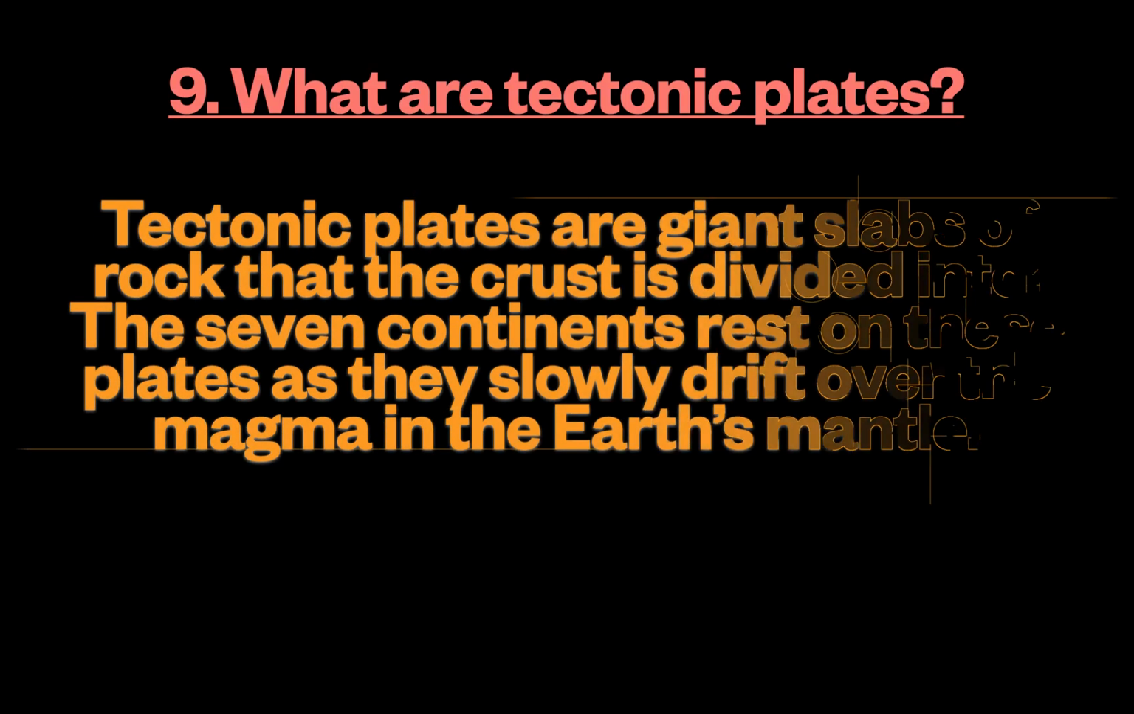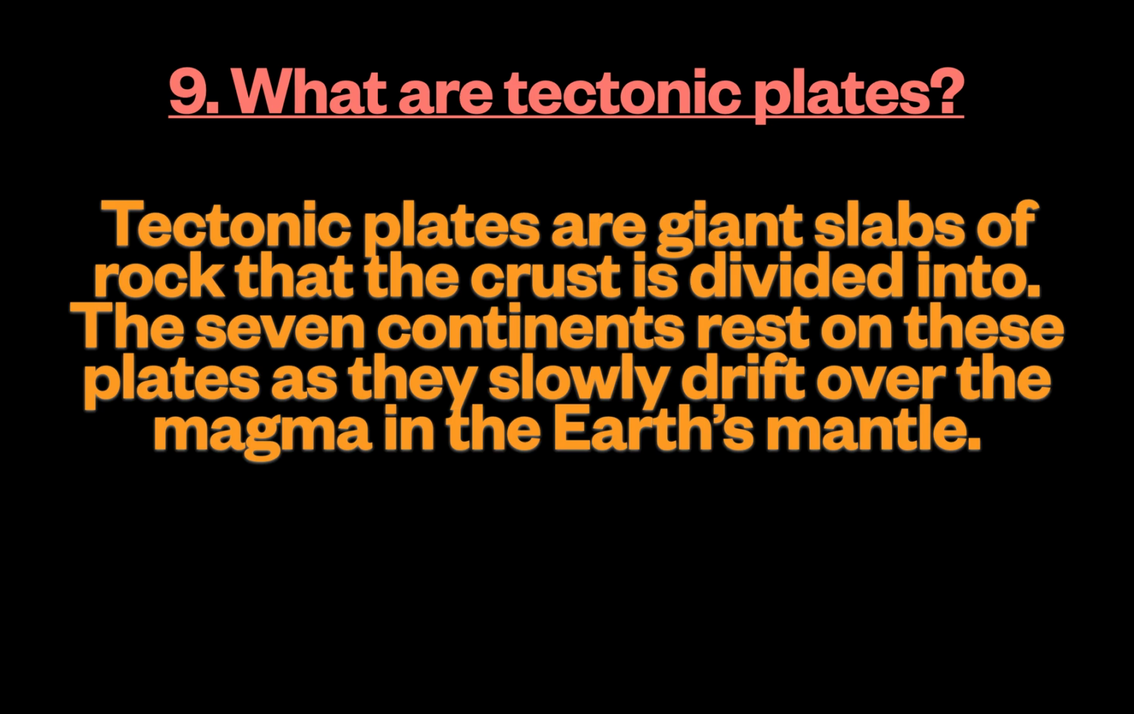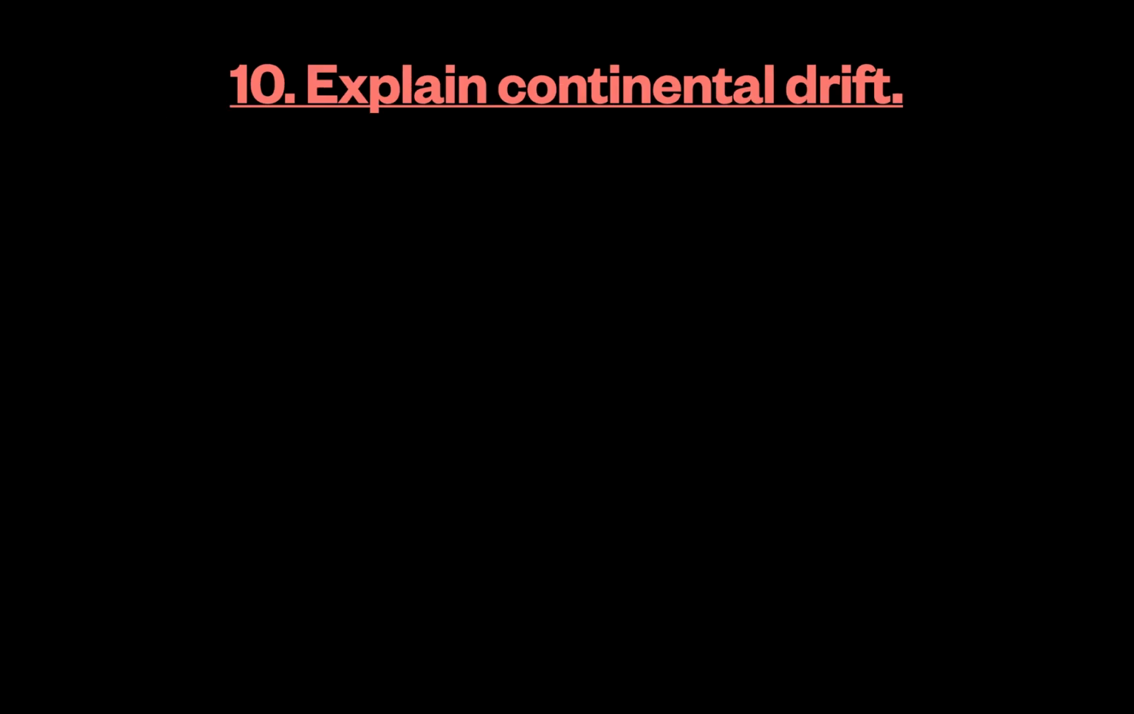Okay, so let's talk about tectonic plates. All right, tectonic plates are giant slabs of rock that the crust is divided into. The 7 continents on Earth: North America, South America, Asia, Africa, Australia, Antarctica, and Europe. Those are your 7 continents, and they all sit on these giant slabs of rock known as tectonic plates. And tectonic plates are constantly moving. Okay, they do not sit still. And several things can happen when tectonic plates interact with one another, and you can see all of those on page 37.